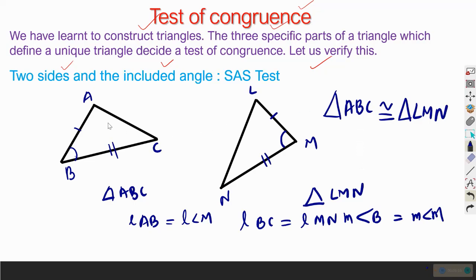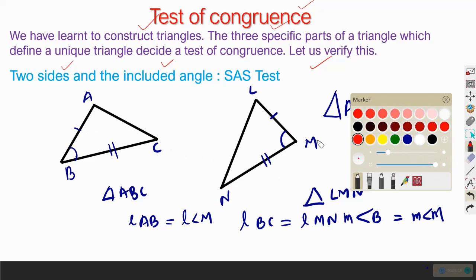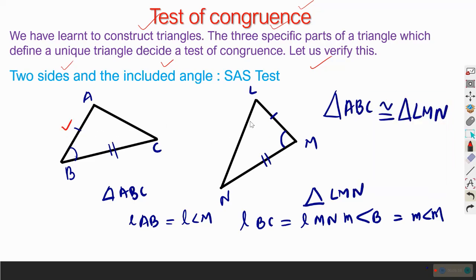Understood? Because these two sides, this side congruent to this side, the length is fixed. This angle is congruent to this angle. If length is fixed and the included angle is fixed, there is no other way. The third side also will be automatically fixed.